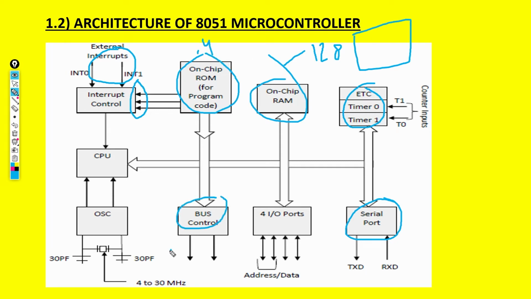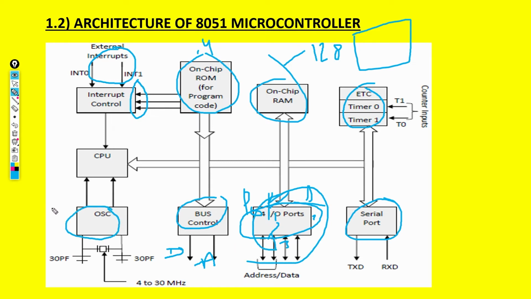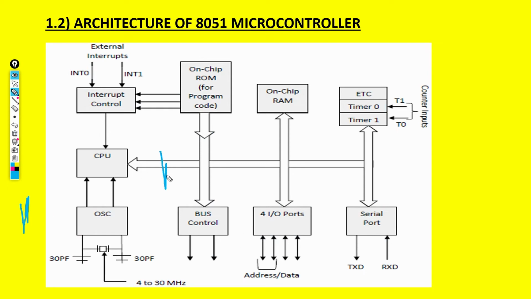And a bus which consists of data bus and address bus, four input output ports, which are P0, P1, P2, and P3. This makes it four input output ports, and an oscillator through which we can synchronize the operation going on inside the microcontroller and the operation going on outside it so that they work simultaneously at the same time. So this was the architecture of the 8051 microcontroller from inside.